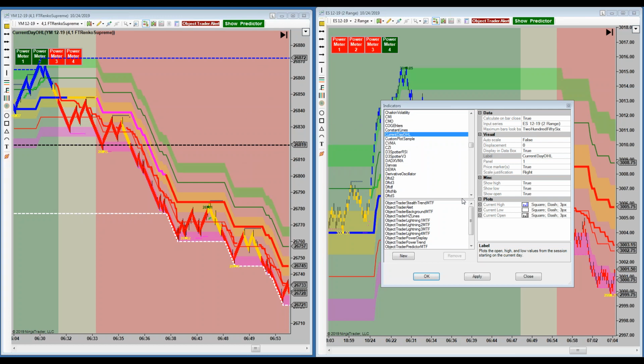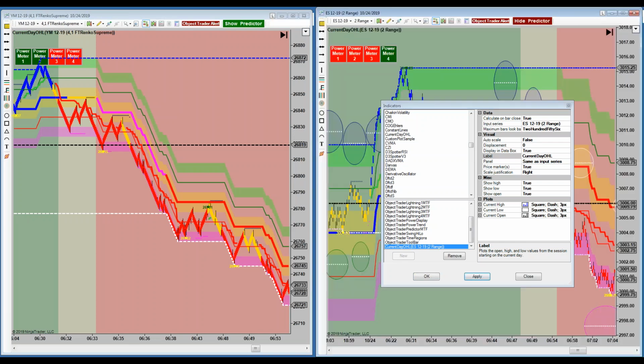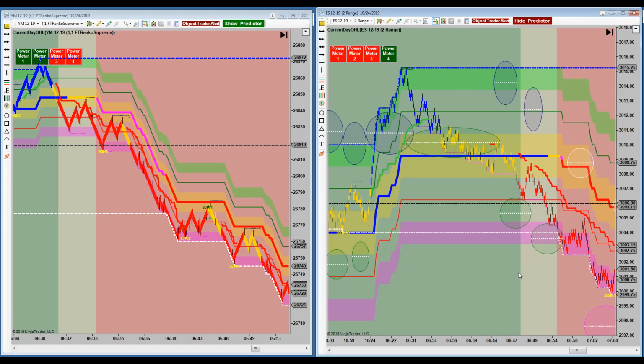Open is in black dashes. I have that setting. This is just what I've put on here, in addition to your standard template settings. Let me go ahead and apply this to the ES chart. Stand by. Okay, it's loading. All right, there we go.